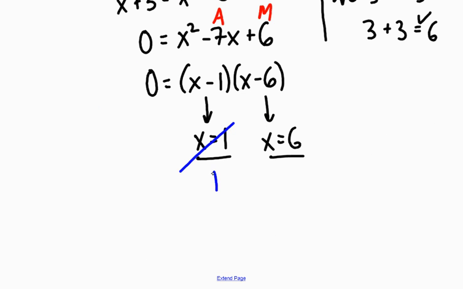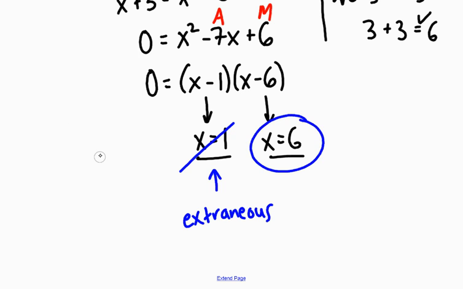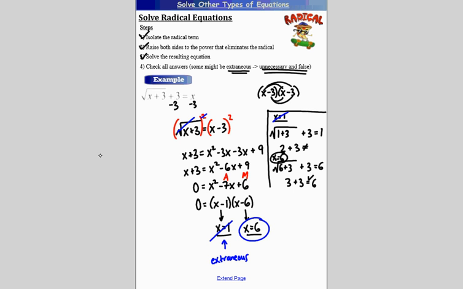So this right here is what we'd say is extraneous, extra, and not true. So when you have a radical one, there are times where they might have 2 answers, but really only one of them is the true one. So make sure that you check all answers.